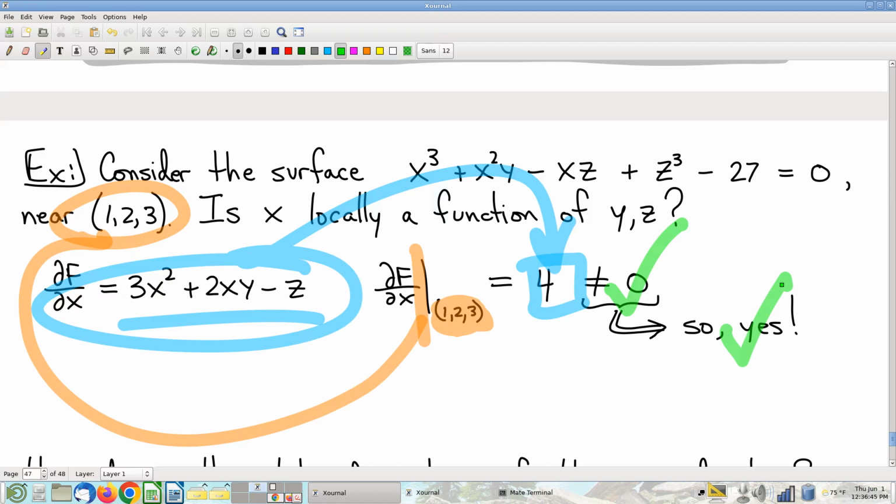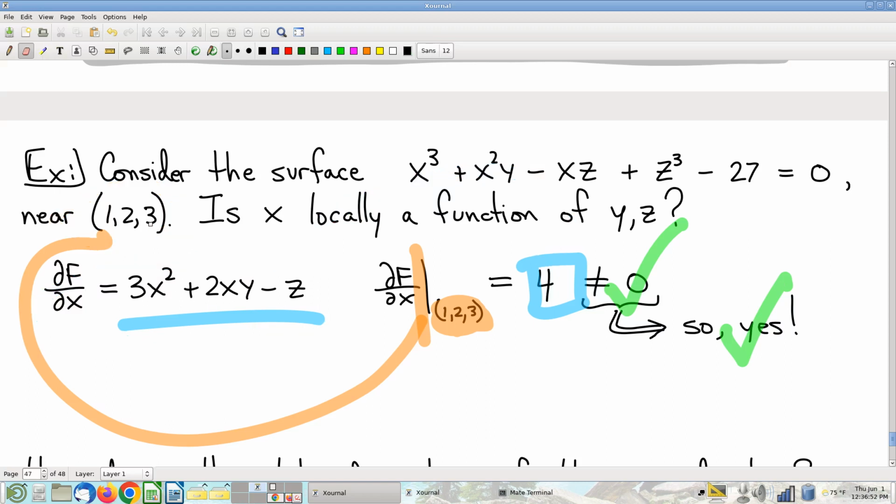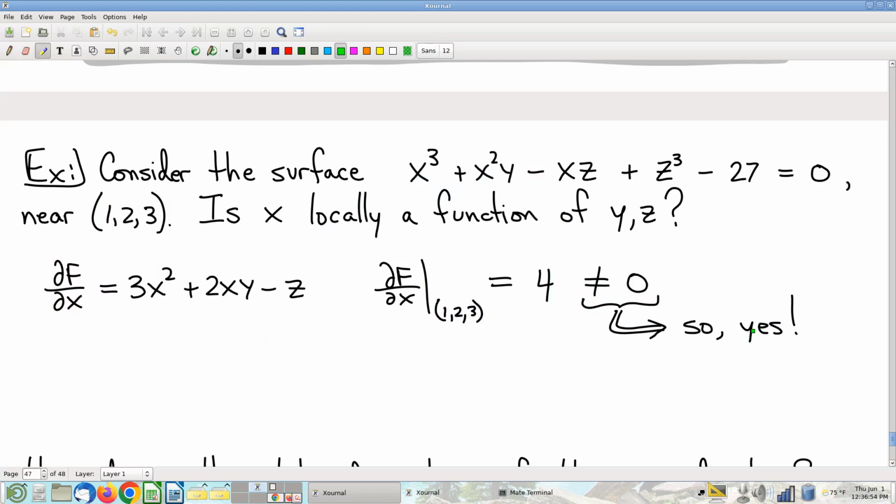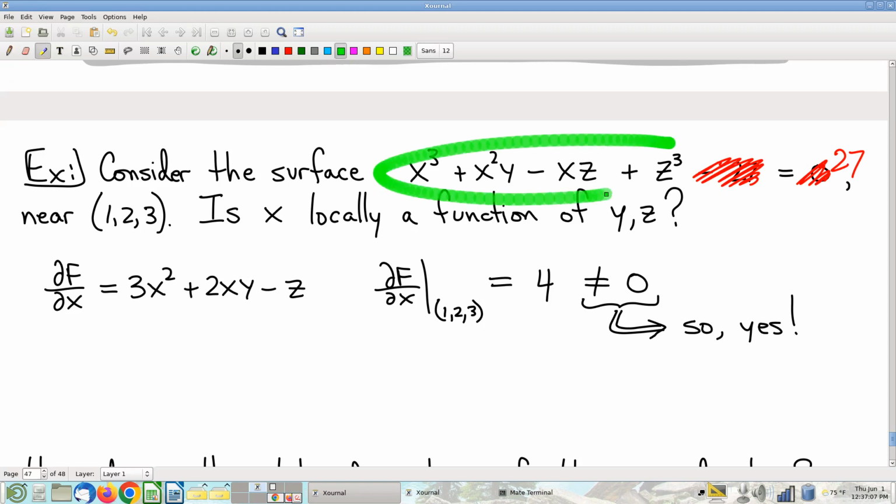Does it matter if the level set is f equals 0? It does not. So if you wanted, you'd be perfectly welcome to take what we've got here, and how about this? I could take this 27 and move it over to the other side, right? And then the thing that I'm taking the partial of now doesn't have that 27 in it. And how does that affect the partial derivative? Well, not at all. So it doesn't matter what the constant on the right is.